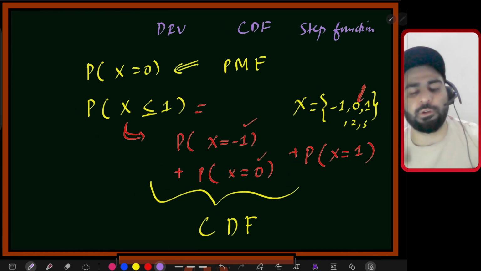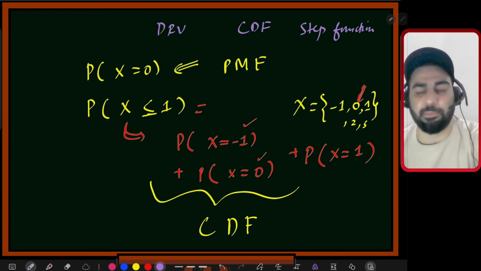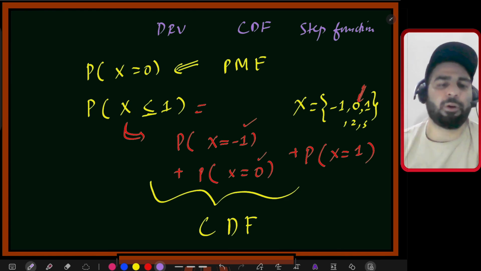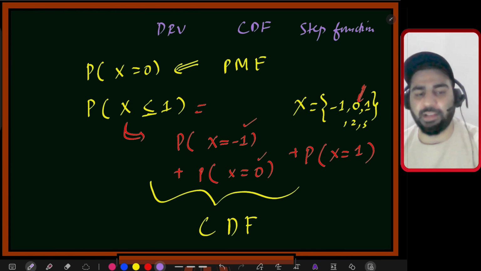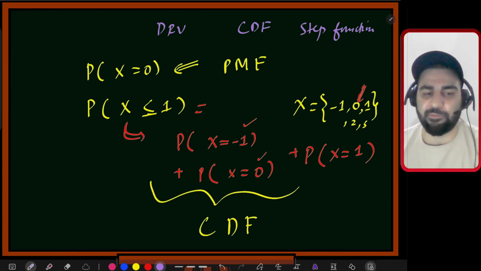How many of you understood this cumulative distribution function? There's nothing special about it. We're just cumulating, somehow aggregating these things together. Why is it a step function? Now let's see why it is a step function.